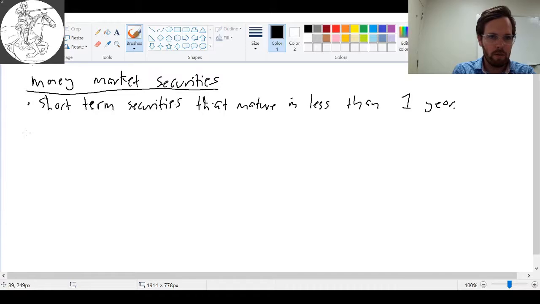A lot of times this is what banks use to meet their obligations, what corporations use to meet their obligations, and so it's a very large market being used by a number of people out there. Let's list off some examples. The first one we have here is T-bills. These are treasury bills.